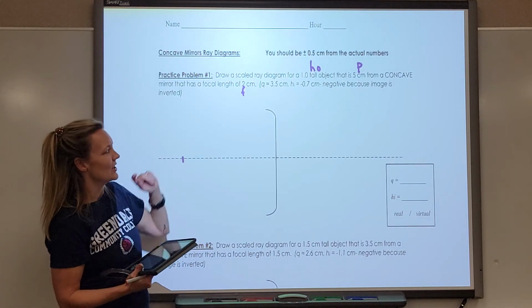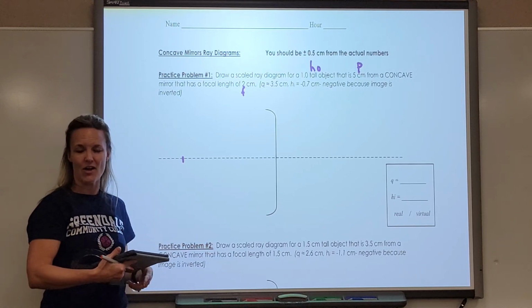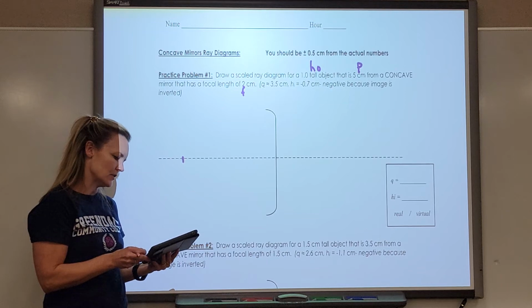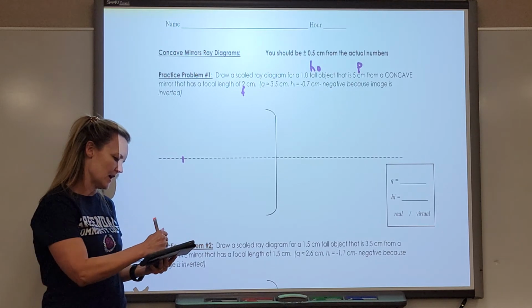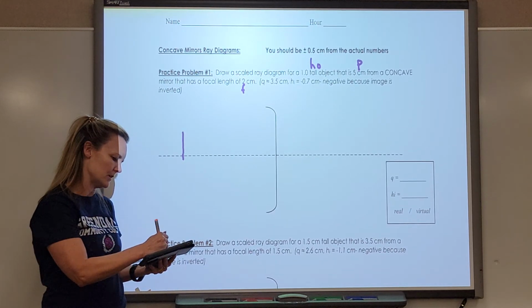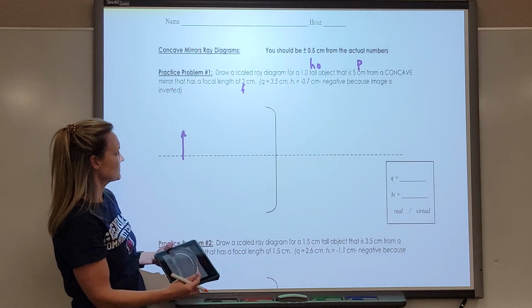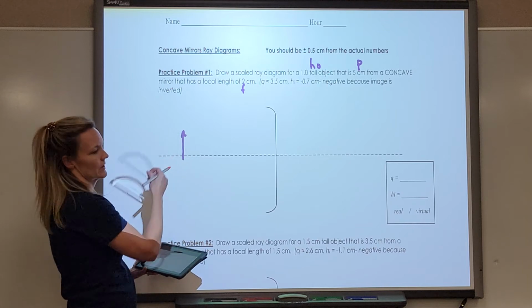Right? I want the starting object to be 1 centimeter tall. That means my arrow to start with is going to be 1 centimeter tall. So I'm going to lay this once again on my iPad and I'm going to measure it to be 1 centimeter tall. Just measuring the height of it.